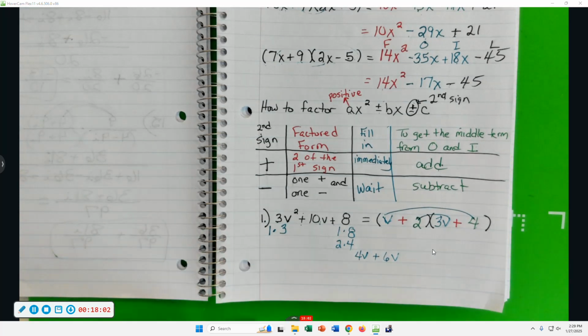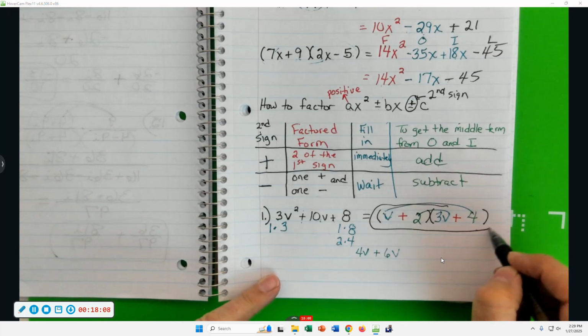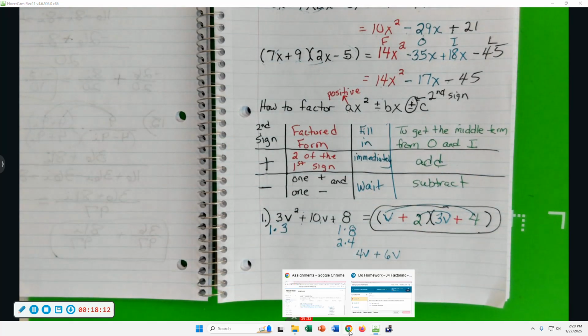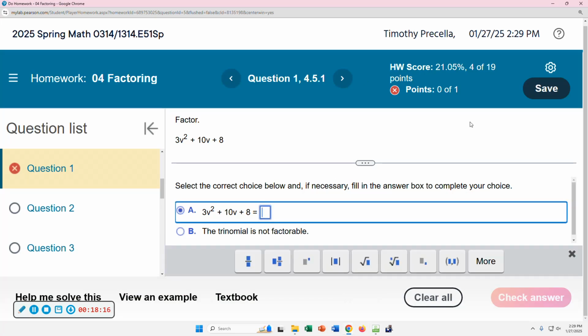And it looks deceptively easy because hopefully you see this is the correct one. Why don't you go ahead and type that in. Now, when you're typing these in, the order in which you write the two sets of parentheses doesn't matter. You need one set of parentheses with a v plus 2 in it. You need another set of parentheses with a 3v plus 4 in it.